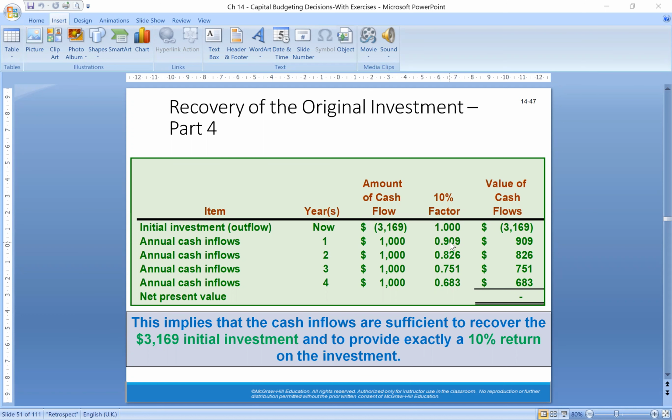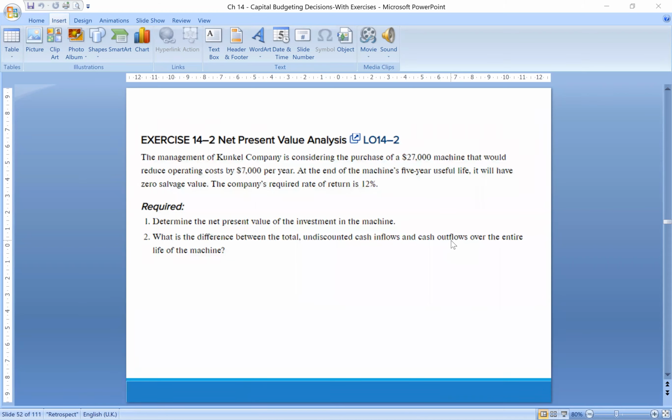Let's do an exercise for the net present value. Exercise 14.2. The management of Kankale Company is considering the purchase of a $27,000 machine that would reduce operating costs by $7,000 per year. At the end of the machine's 5 years of useful life, it will have a 0 salvage value. The company's required rate of return is 12%.